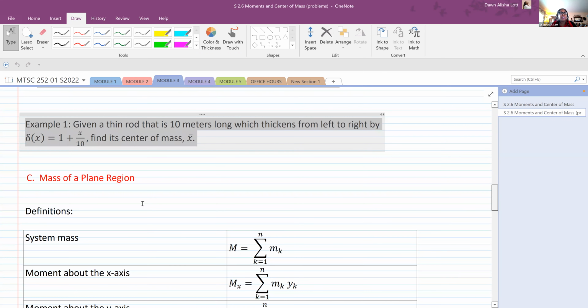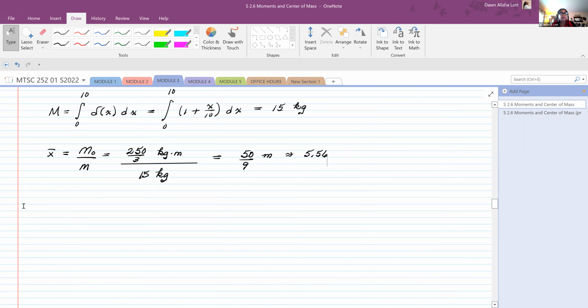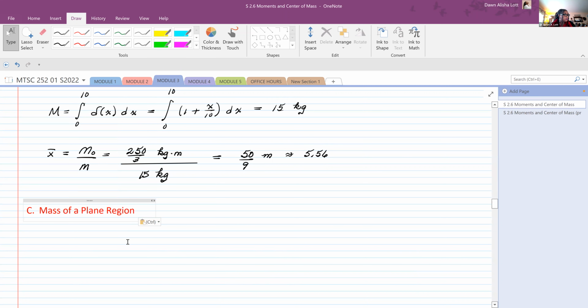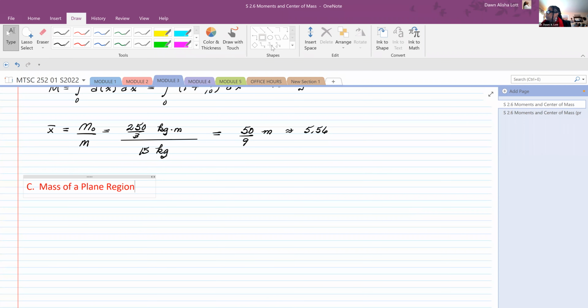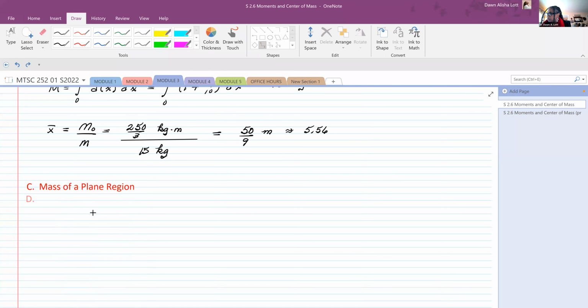After that, we have the mass of a plane region. All right, so now we want to take the mass of something that's laying inside of a two-dimensional region. So here's my, let's get rid of that and let's use just the other one. Goodbye, D.